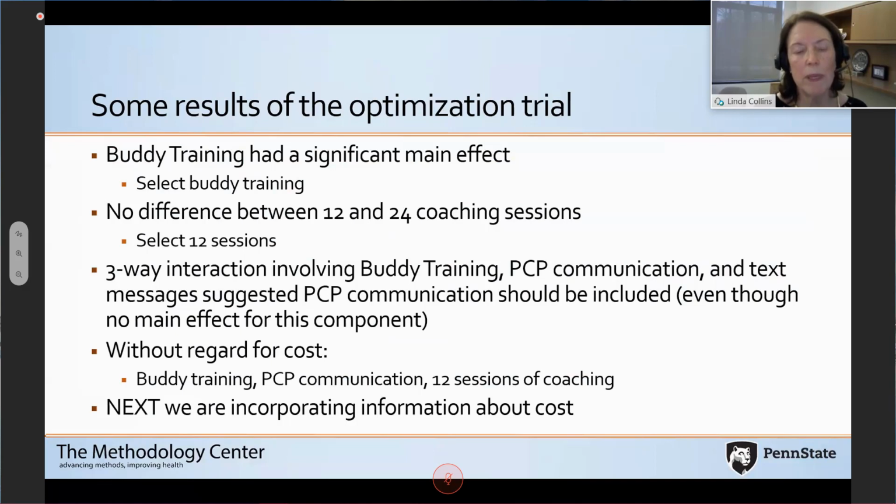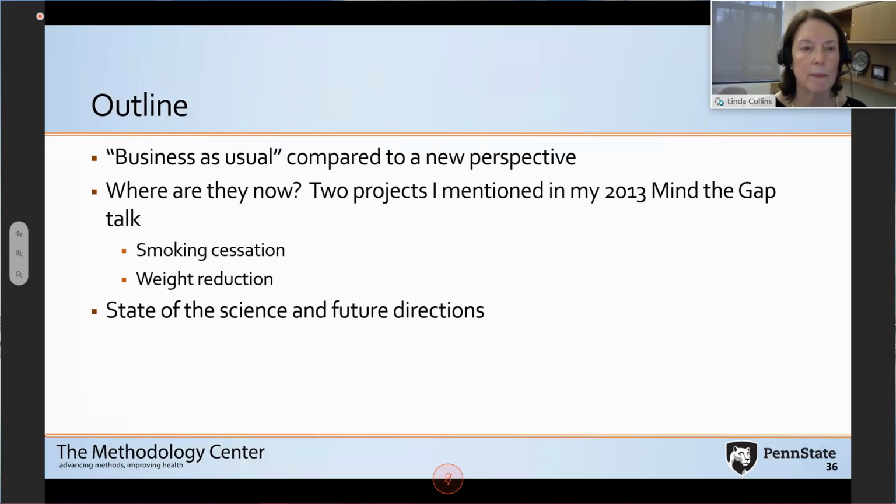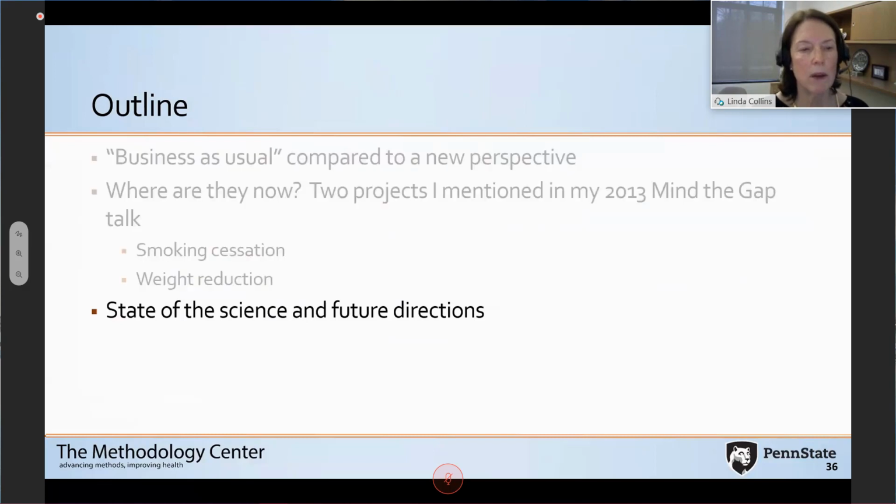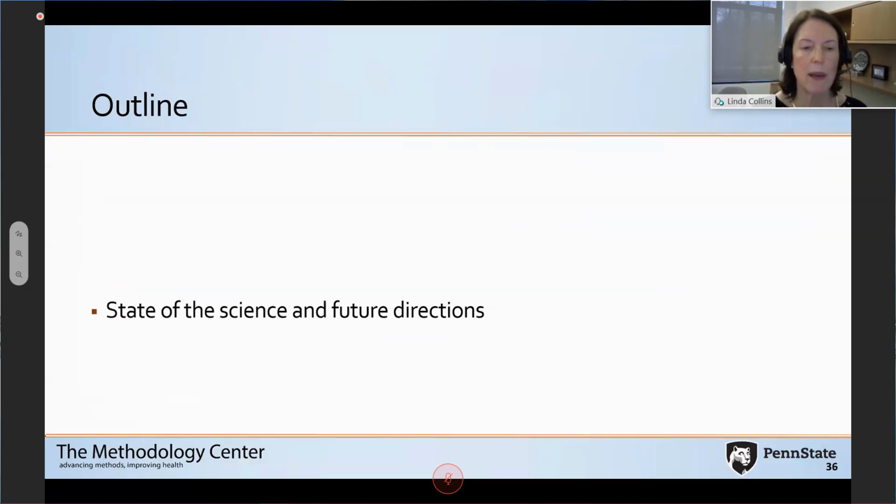And then if we didn't have any regard for cost, buddy training, PCP communication, and then 12 sessions of coaching would be the optimized intervention, but we are in the process of incorporating information about cost. Okay, so those were the two projects I mentioned in my 2013 talk, and now let's talk a little bit about the state of the science and future directions.